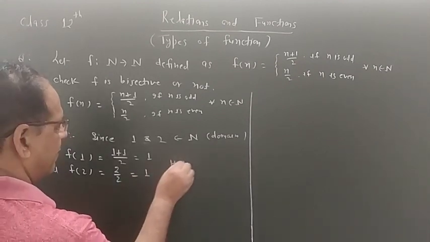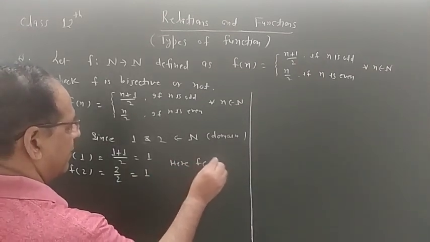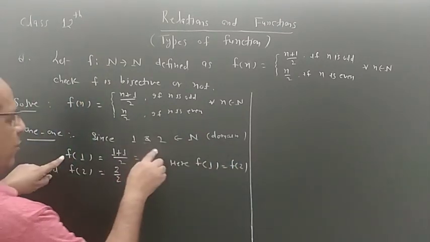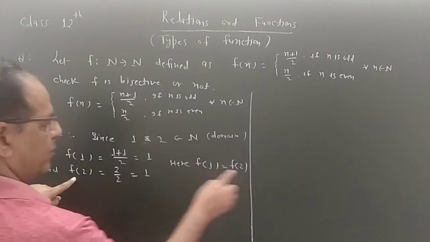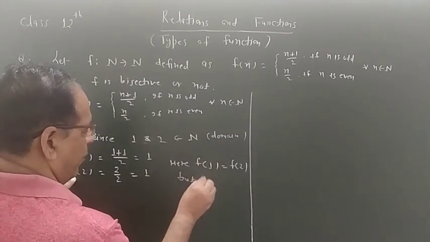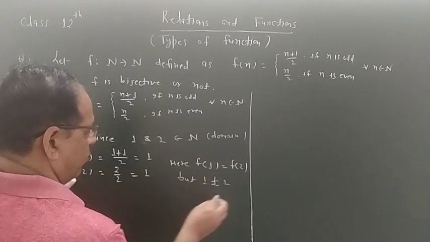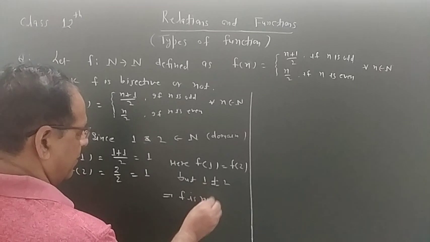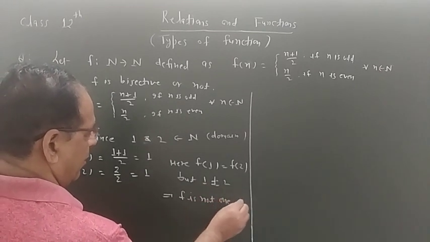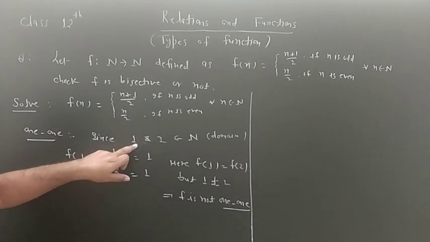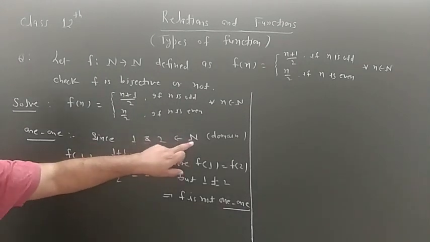Here f(1) equal to 1 and f(2) equal to 1, so f(1) equals f(2), but 1 is not equal to 2. This implies that f is not one-one.